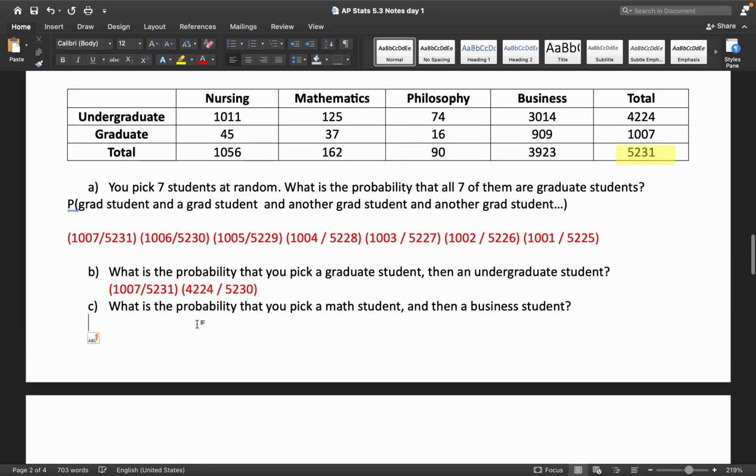Okay. Let's try one more together. What's the probability that you pick a math student? That would be math, that's 162 of them out of the 5,231. And then a business student, there were 3,923 of them. But if that one math student is gone, now I only have 5,230 students left.